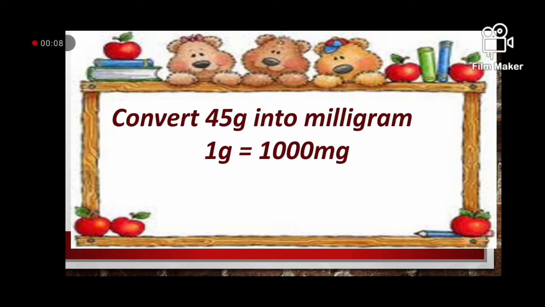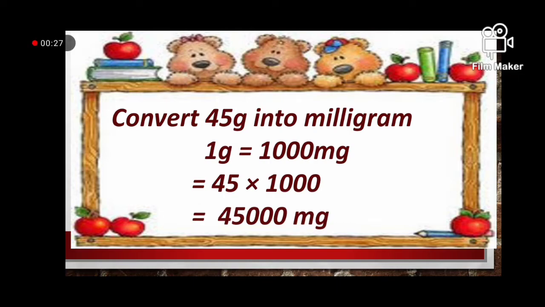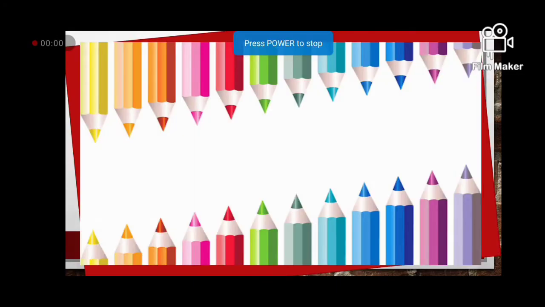As you all know, 1 gram is equal to 1000 milligrams. Now we are going to convert gram to milligram, so we have to multiply. 45 multiplied by 1000 is equal to 45,000 milligrams. Okay, now let's move further.